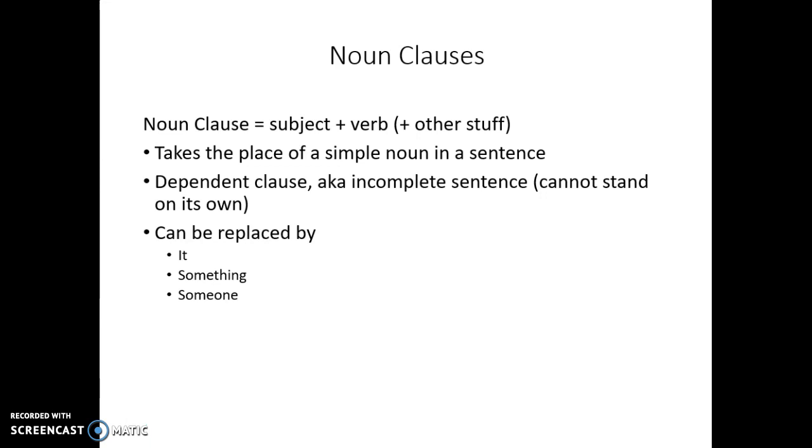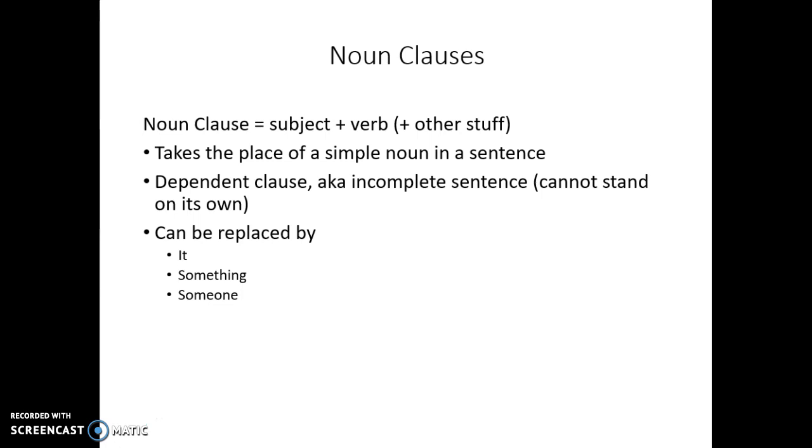Noun clauses take the place of a simple noun in a sentence. So start working on the premise that you're working with a simple noun. Put a simple noun in there to replace it, and then substitute the clause back in. Noun clauses are dependent clauses. In other words, they can't be by themselves. They have a subject and a verb, but they do not express a complete idea on their own. They have to be linked to an independent clause to make sense.